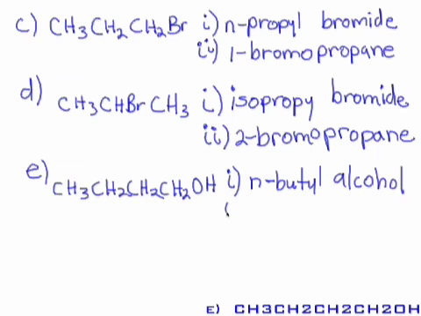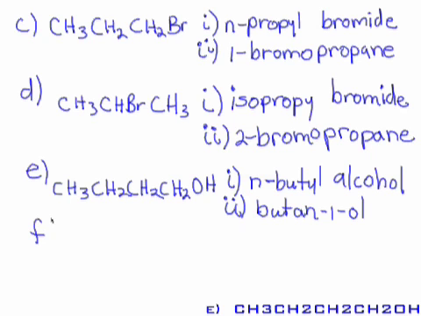The IUPAC name will be the longest carbon chain, butane, drop the E add OL, and this will be butan. We've got to put the position in, butan-1-ol. You will be allowed to say 1-butanol if you prefer. That will be accepted. But this is the preferred proper IUPAC designation.